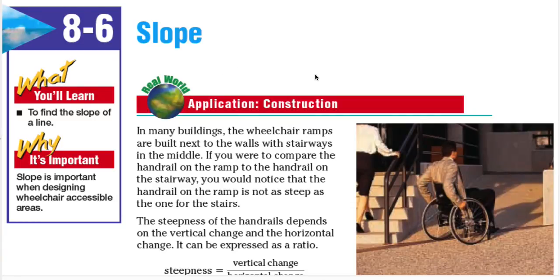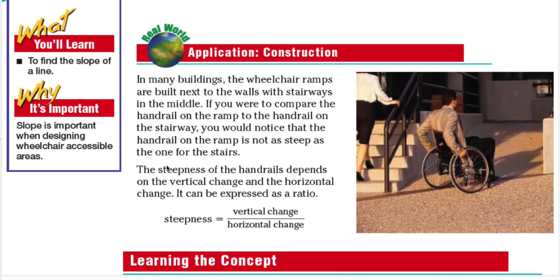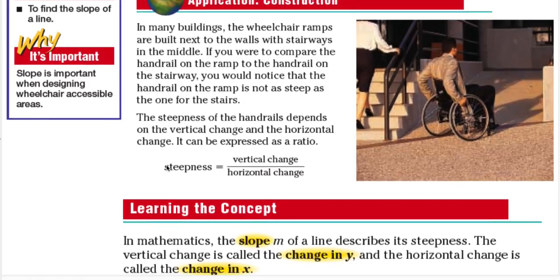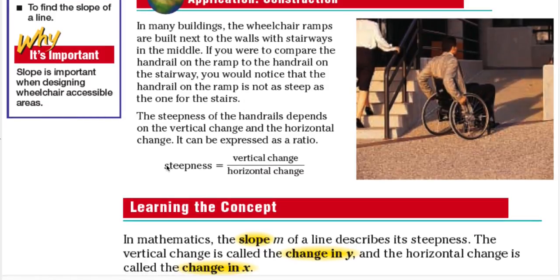Lesson 8-6 Slope. In this lesson, you learn to find the slope of a line. It is important because when deciding a wheelchair accessible area, you need to know the principles behind slope. In many buildings, the wheelchair ramps are built next to the walls with stairways in the middle.